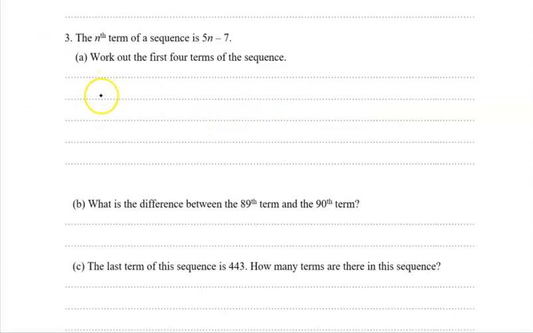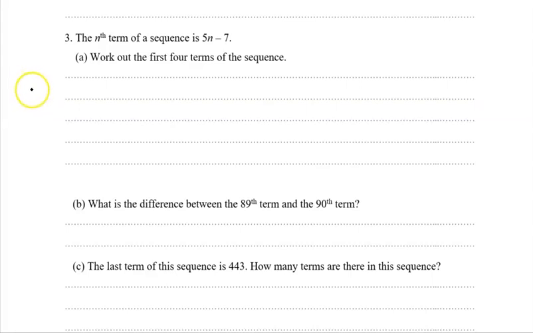Question 3. The nth term of a sequence is 5n minus 7. Work out the first 4 terms. So if you're working out the first term, you have to substitute 1 into 5n minus 7. If you want to work out the 5th term, you substitute 5 into 5n minus 7. Because remember, this is the nth term, and we substitute the term number to work out the term.